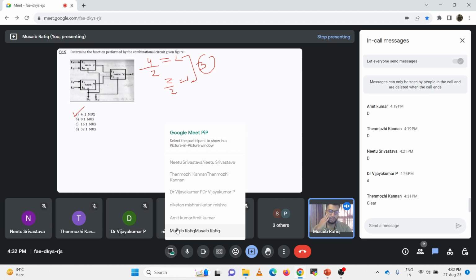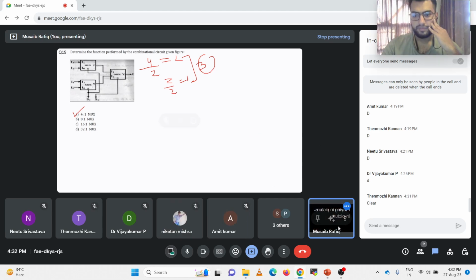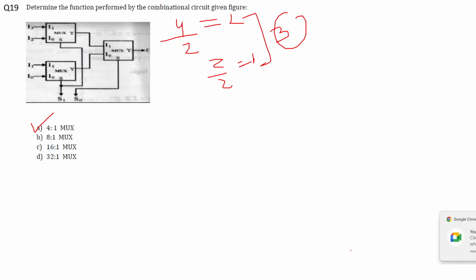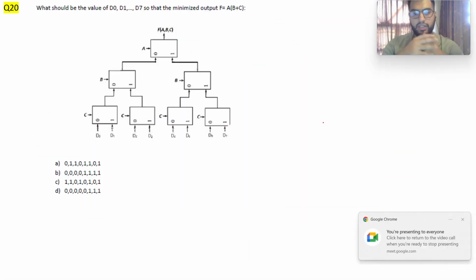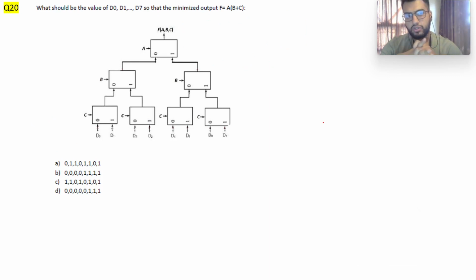So this was your question number 19. Now going to question number 20. I would like you guys to do it first, and then I'll show the solution. What should be the value of D0, D1 to D7 so that the minimized output of F equals A, B plus C? You have a function F equal to A, B plus C, and you need to implement it by the following circuit. It might take some time, so I'll give you 5 minutes and then I'll show the solution.